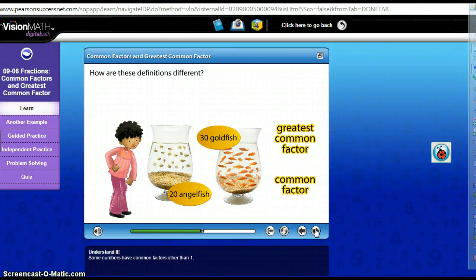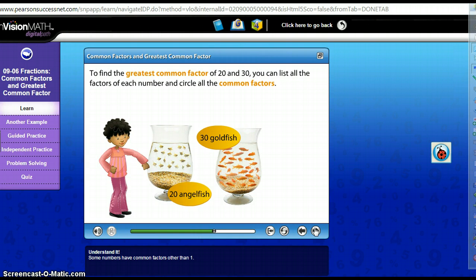How are these definitions different? A common factor might not be the greatest common factor. Listen to that again. A common factor may not be the greatest common factor, because just because they have a factor that's in common, there could be one that's larger, a factor that they have in common that's larger. But it can be.